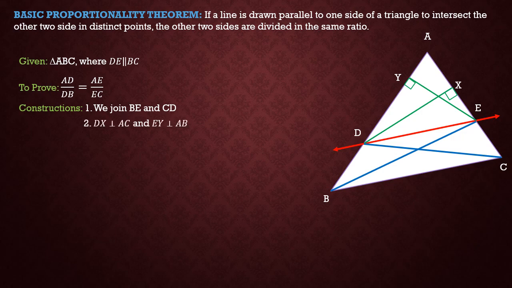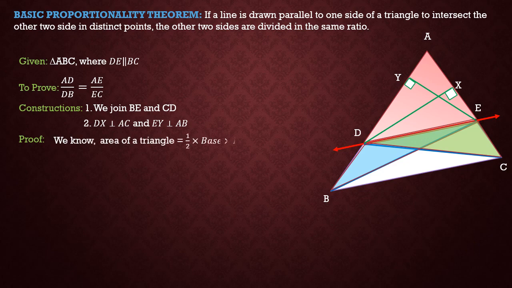Now, since we have drawn two more constructions, DX and EY, we have mentioned that DX is perpendicular to AC and EY is perpendicular to AB. These are the two constructions that we are required to do for this proof. So for the proof, we are first going to consider the area of the triangle ADE, then the area of the triangle BDE, then the area of the triangle ECD. But remember, ADE not once, twice: once with AD as the base and then with AE as the base.